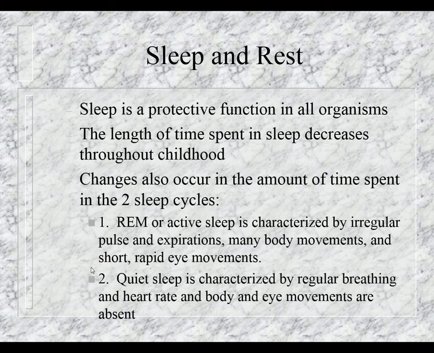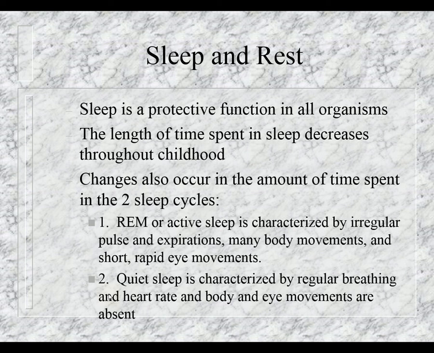Sleep and rest. We know sleep is a protective function in all organisms. The length of time spent in sleep decreases throughout childhood, and as you get to adulthood, it decreases even more. The sleep of a newborn is about 50% in what we call REM sleep, that's the rapid eye movement, whereas the older child only has 20% in rapid eye movement sleep. So as we get older, we don't have as much REM.